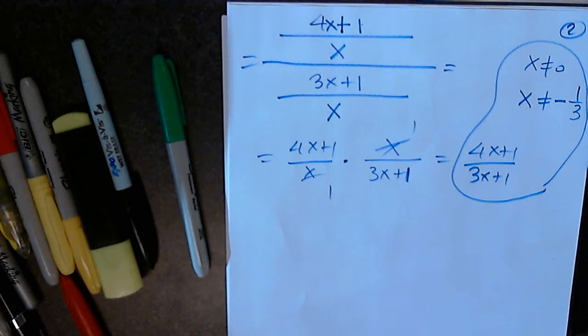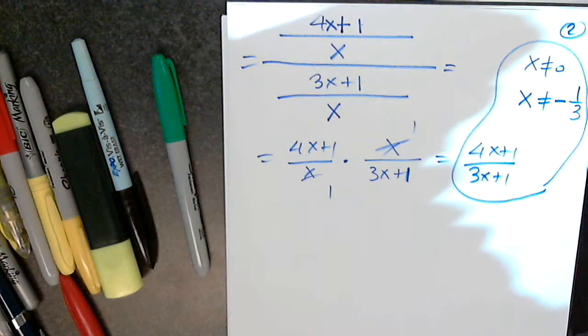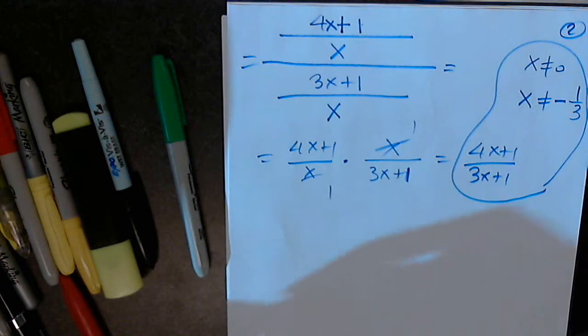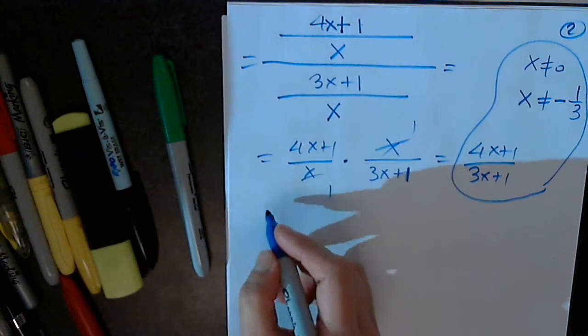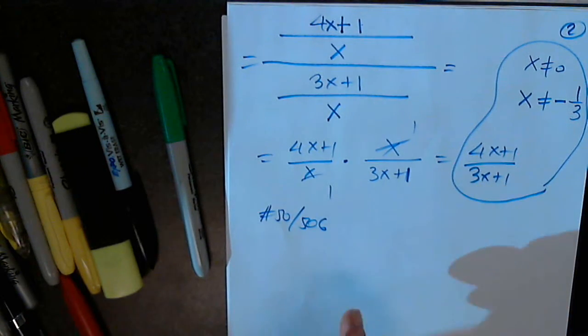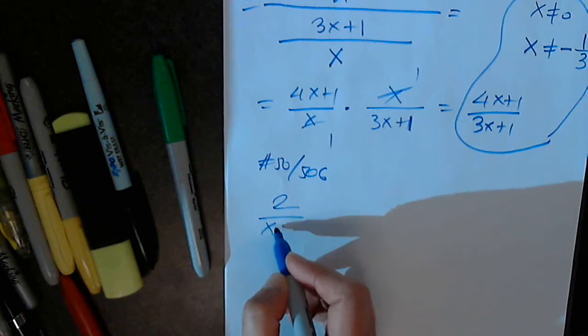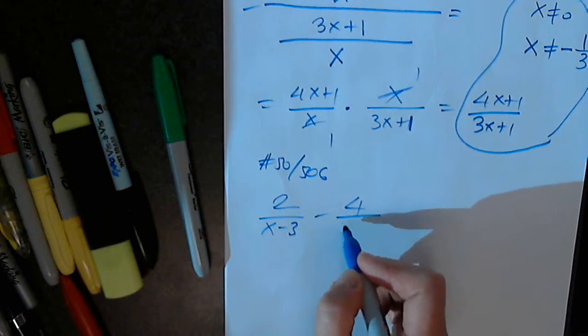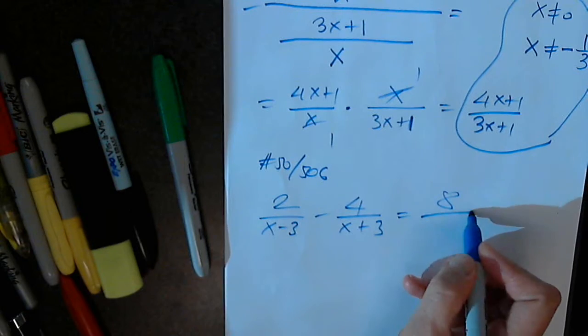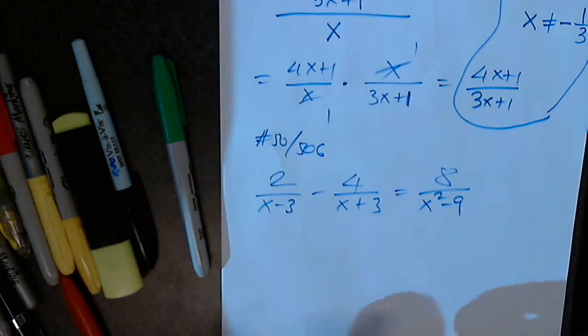Moving backwards now to problem 50 on page 506. 2 divided by x minus 3 minus 4 divided by x plus 3 equals 8 divided by x squared minus 9. 3 minutes.